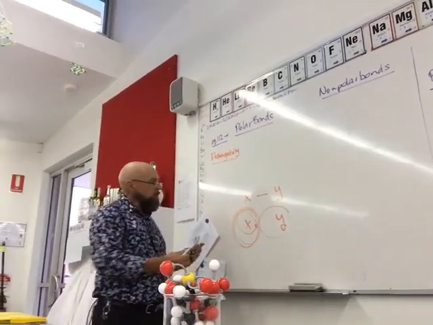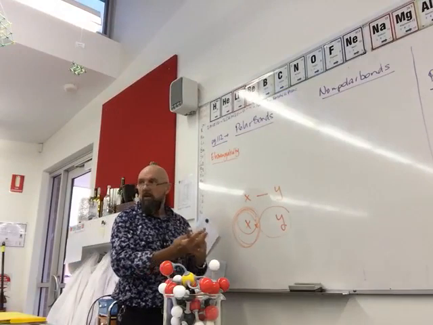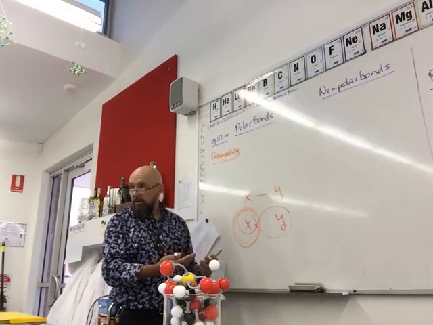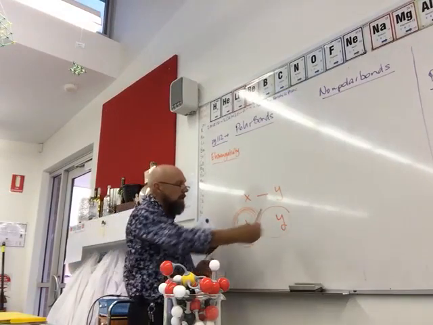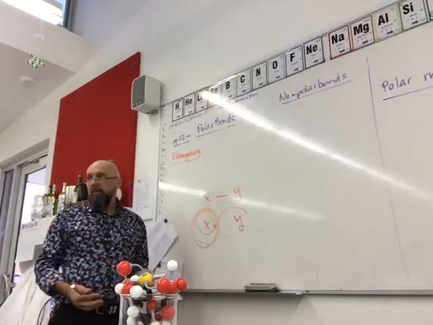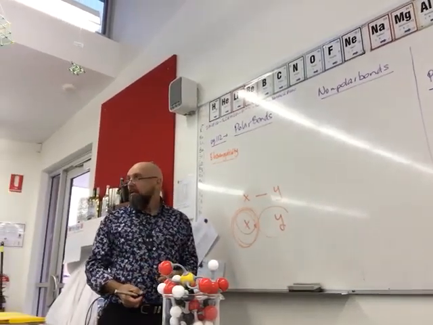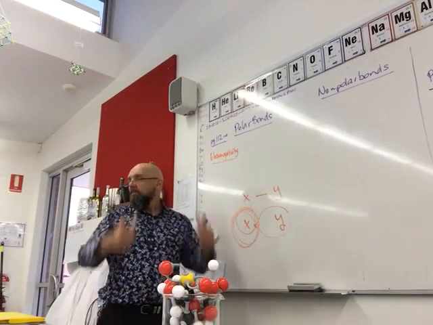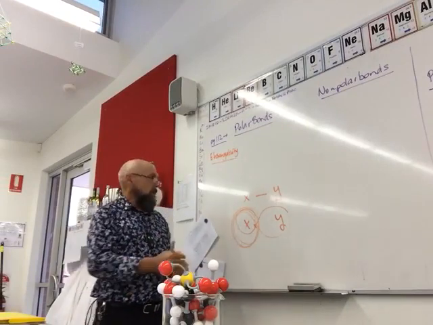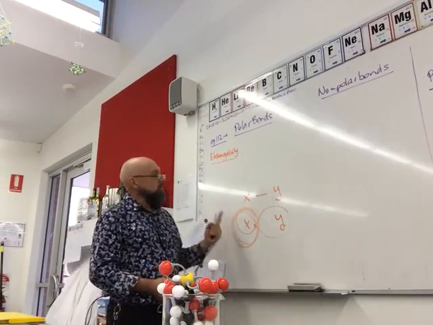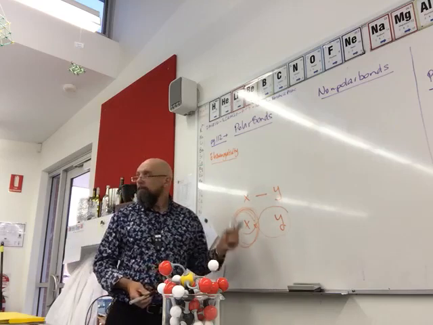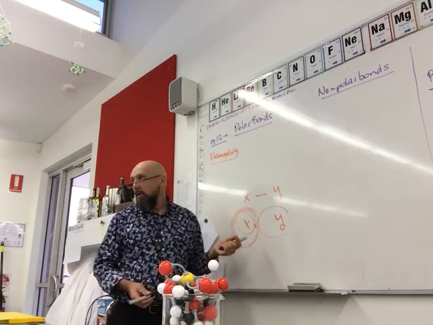And so it's not really an even sharing of the electrons. We spoke about sharing in covalent bonds before, but on average, they're closer to element X because it's got a greater electronegativity. Everyone happy with that? Cool? All right. Now, what that means is this will be an example of a polar bond.